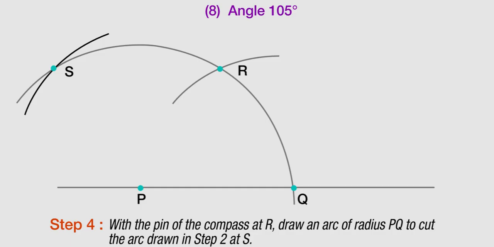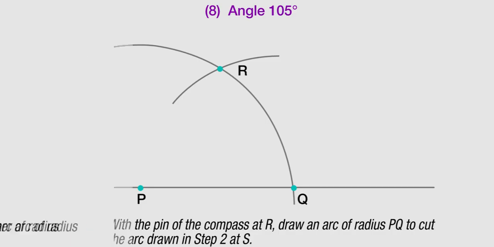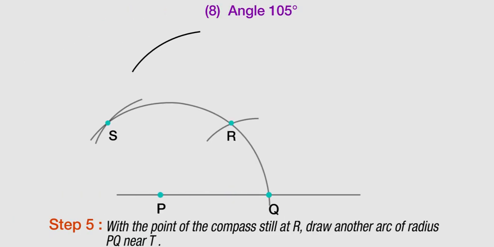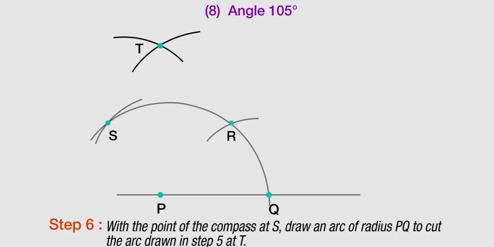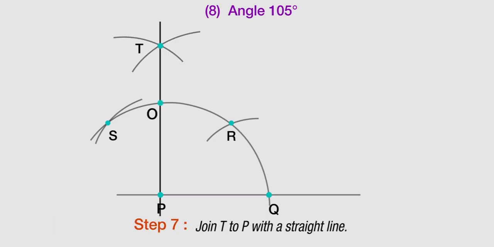Step 5. With the compass point still at R, draw another arc of radius PQ near T as shown. Step 6. Now move the compass point to S and draw an arc of radius PQ to cut the arc you have already drawn in step 5 at T. Step 7. Join T to P with a straight line. This process has given you the 90 degrees angle.